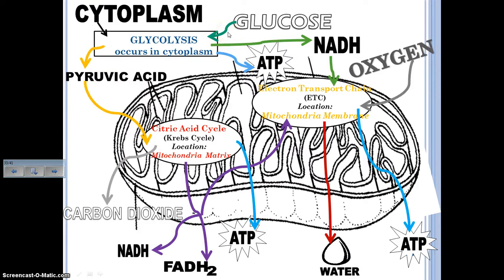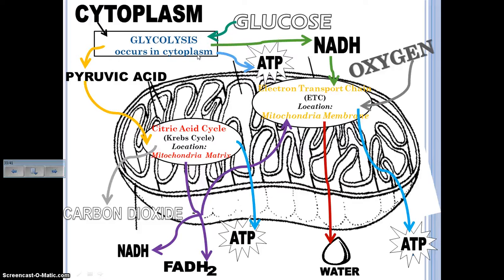Remember, the whole point of cell respiration is the opposite of photosynthesis. Photosynthesis was taking energy from the sun and converting it into glucose, food for the plant. And now in cell respiration, we're taking food and we're converting it into a usable form of energy, ATP. So glycolysis begins this whole process.